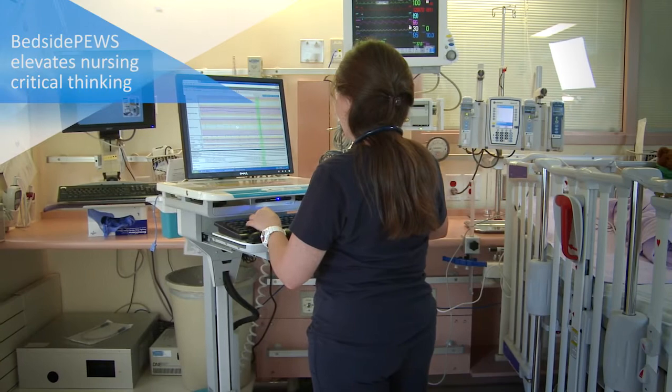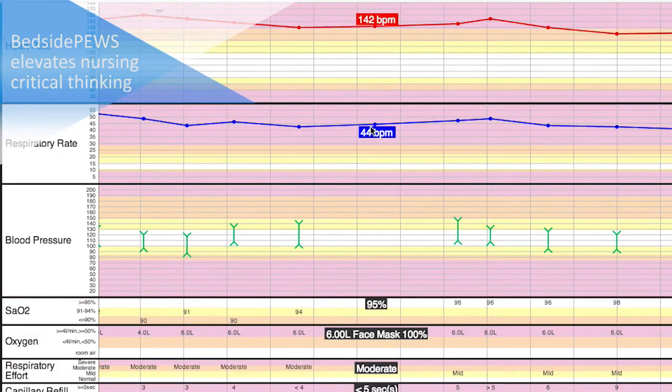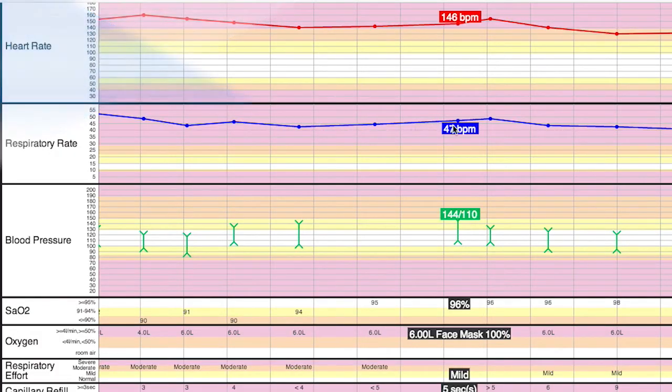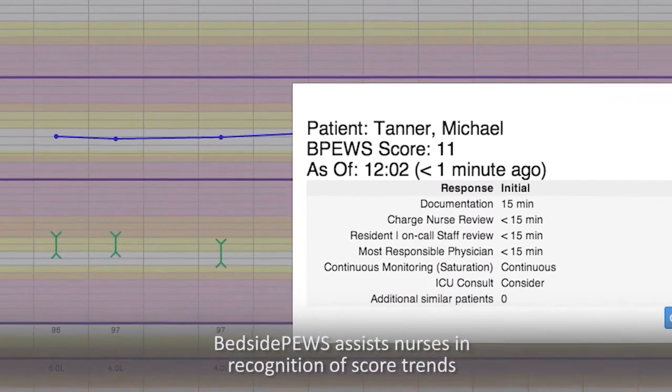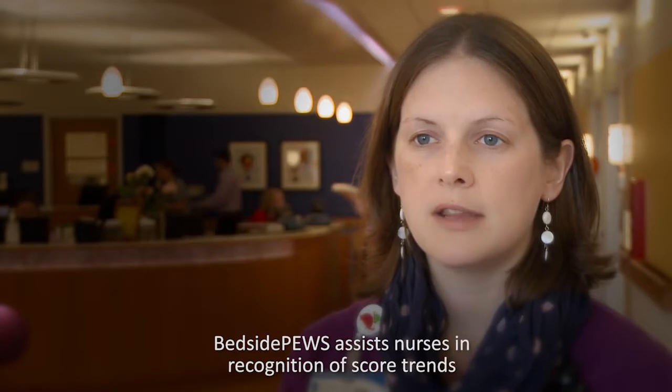Using Bedside PEWS as a system of care has helped to elevate nurses' critical thinking. And as an example, nurses have started to recognize the score trends that are normal for a specific patient population. And when their patient's score falls out of that predictable trend, they know that they need to think differently or do something else.